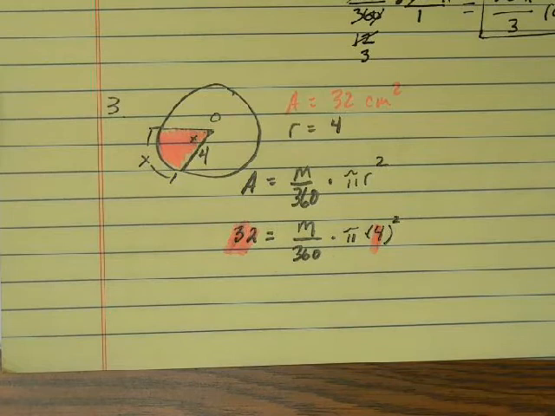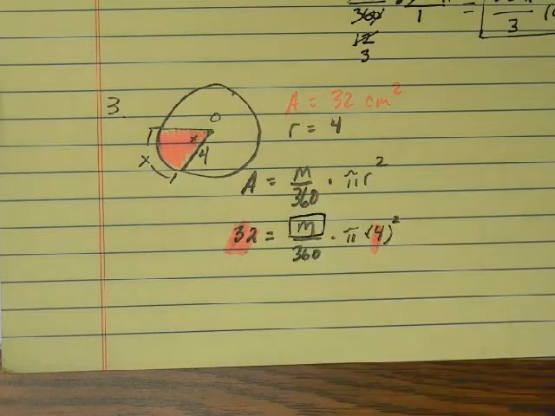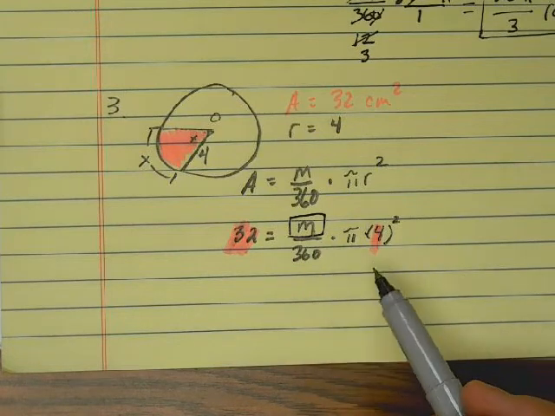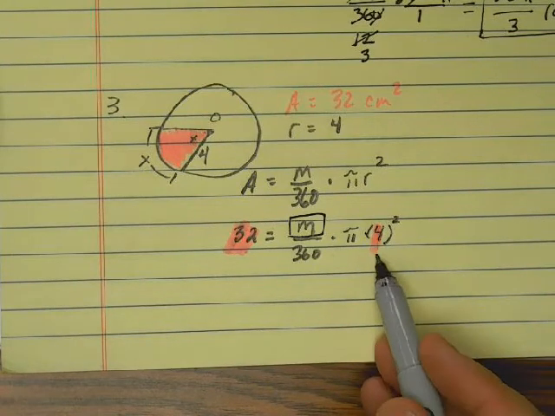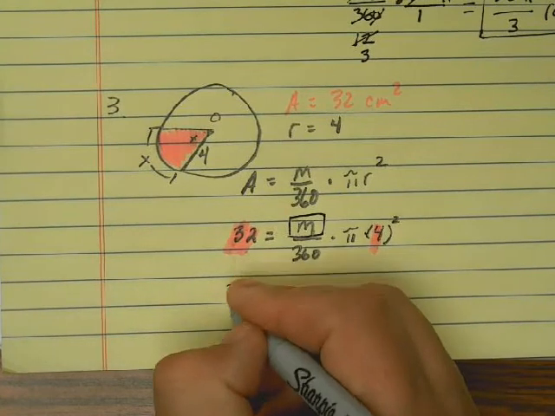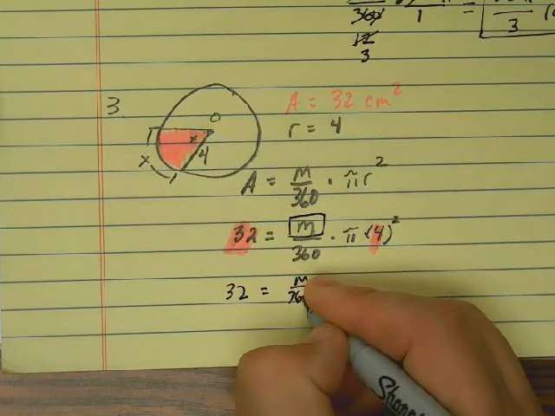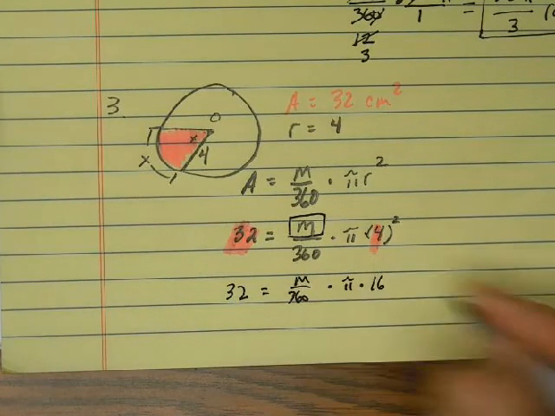Now, I've got to use algebra. I have to solve for m. Got to solve for m. That's my unknown. I put a box around it. So, for me, I would simplify the squared first, the 4 squared, and get 16. Let's do that. Take it really slow on this one. So we got m over 360 times pi times 16.